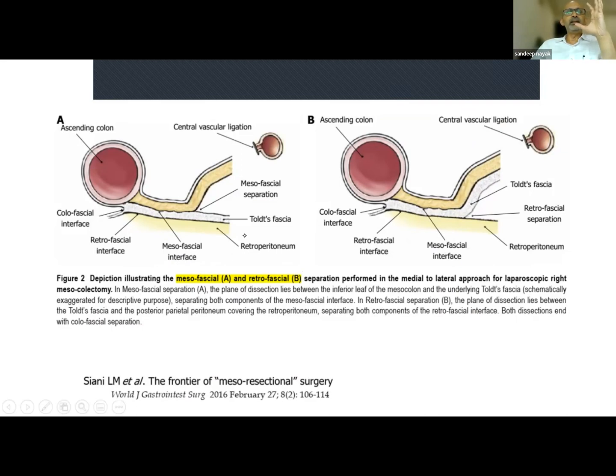There is still a thought process defining it as anterior to the Toldt's fascia, or posterior. But what is clear to us is when we do a surgery, the fat in the mesocolon should not be exposed. The fat globule should not be exposed. So there should be a layer of fascia which covers it. Whether you go deep to or posterior to the Toldt's fascia or anterior to it is a choice which you have, because there's no clarity about it. Personally, I prefer to go posterior to the Toldt's fascia in the retrofascial plane. That is the personal preference which I have.